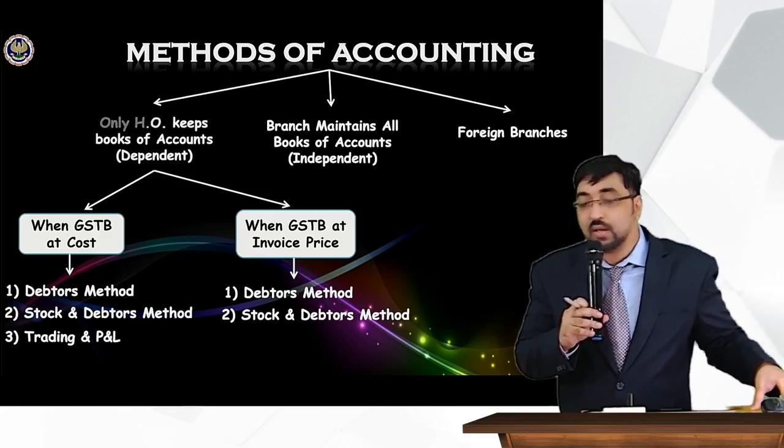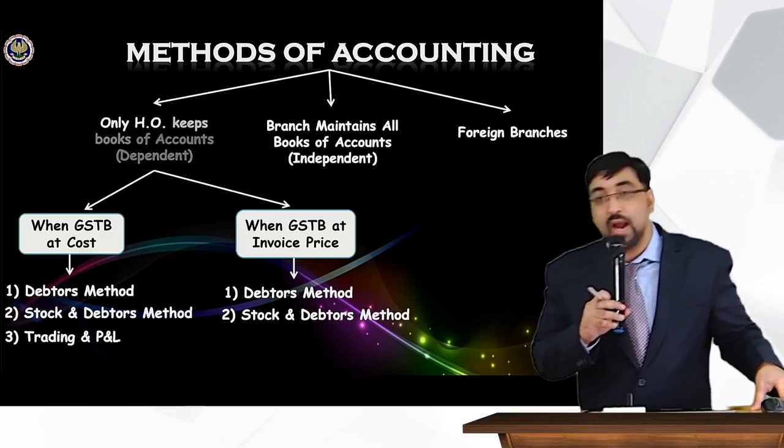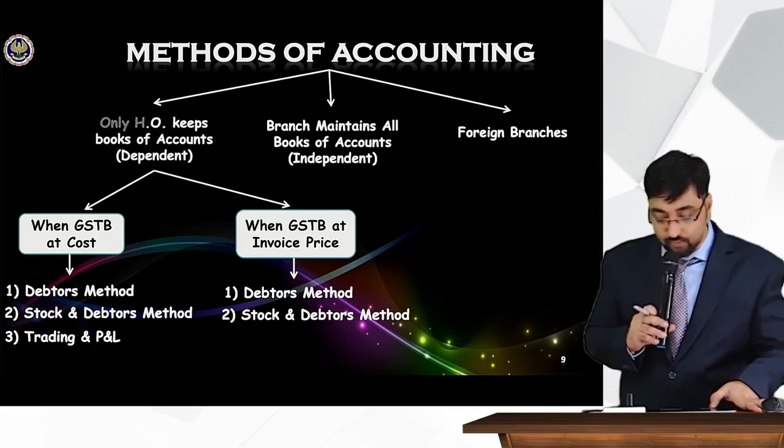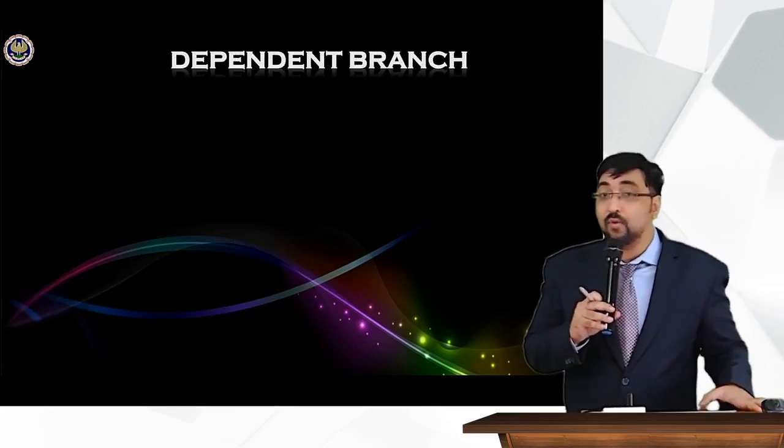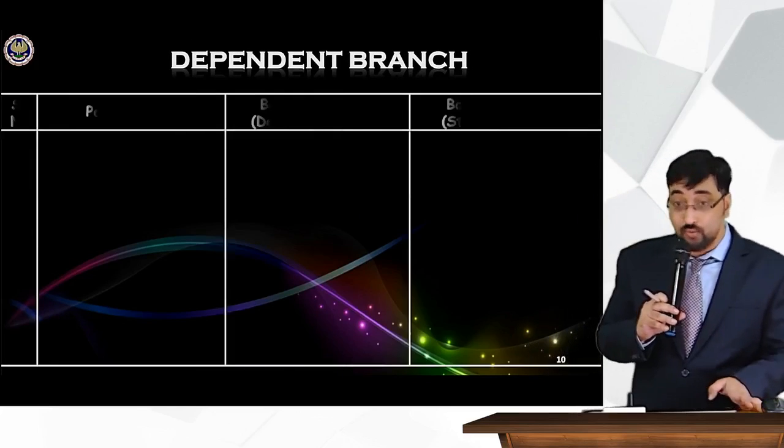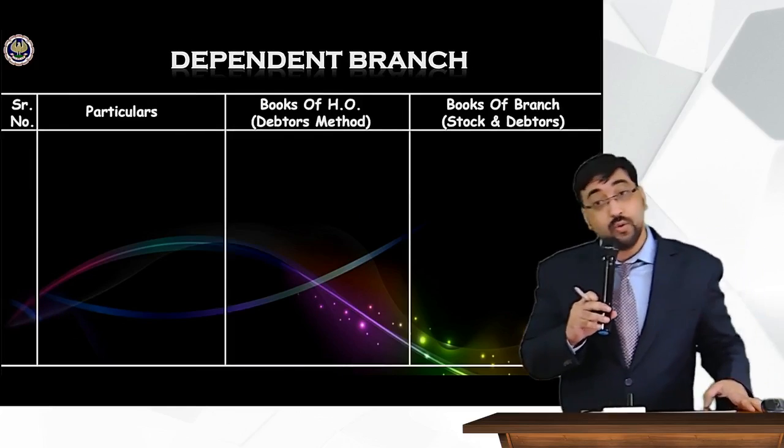In the debtors method, we have to think from the angle of HO, and for stock and debtors, we have to think from the angle of branch. For this, I have covered some entries only for your understanding purpose. Once again, we will revise it.